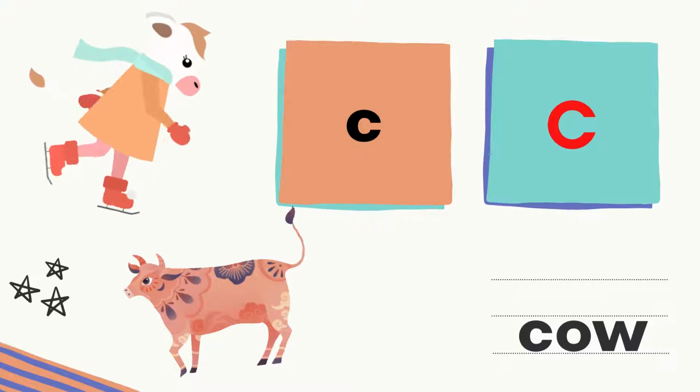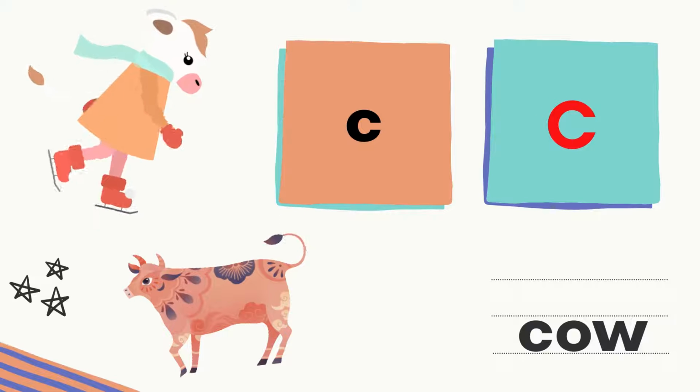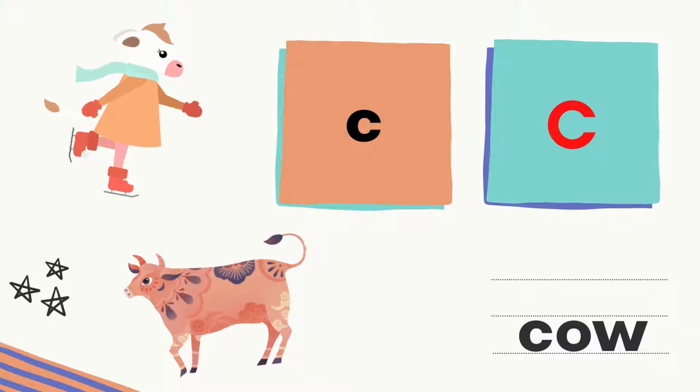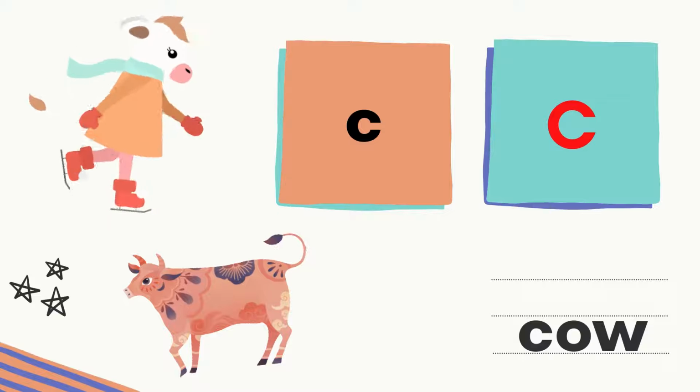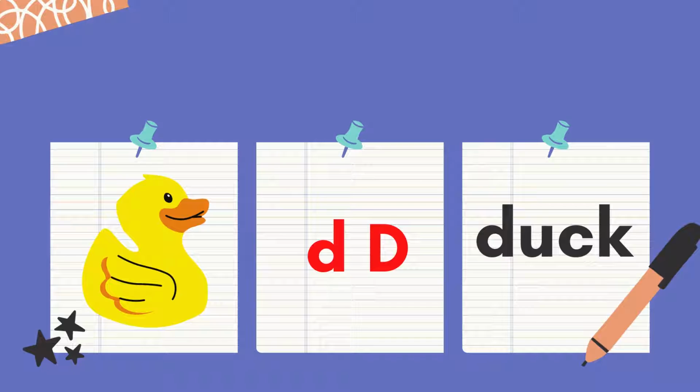C, cow. C, cow. Can you make a cow sound? Moo. D, duck. D, duck. How do you make a duck sound? Quack, quack, quack.